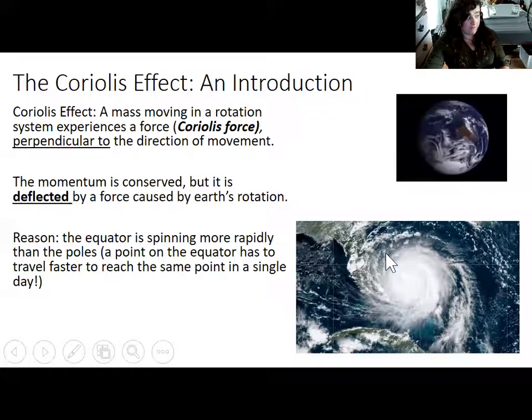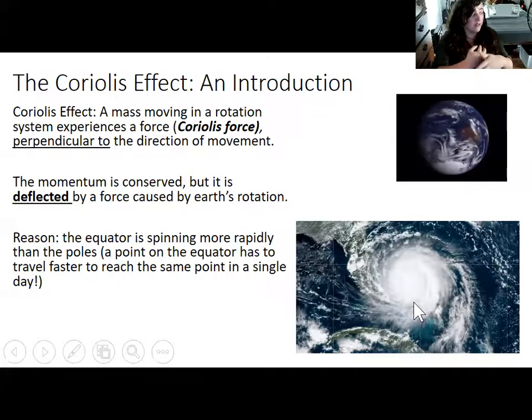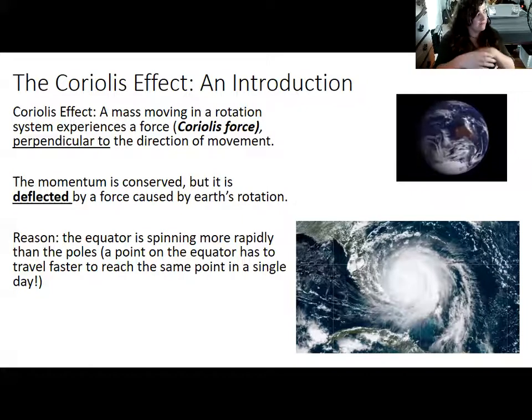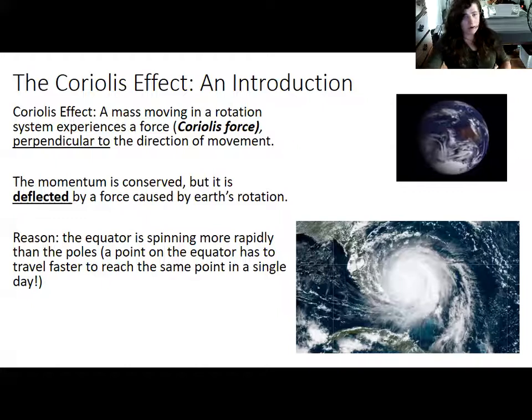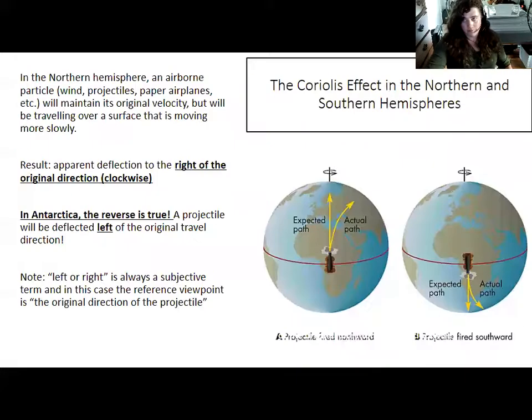And this causes effects such as the eye of the hurricane. It causes the air rotating towards the low pressure center to be always deflected slightly away from the center. And it also causes deflection of air masses as well as water masses, and we'll talk about the effect on water masses in Wednesday's lecture.